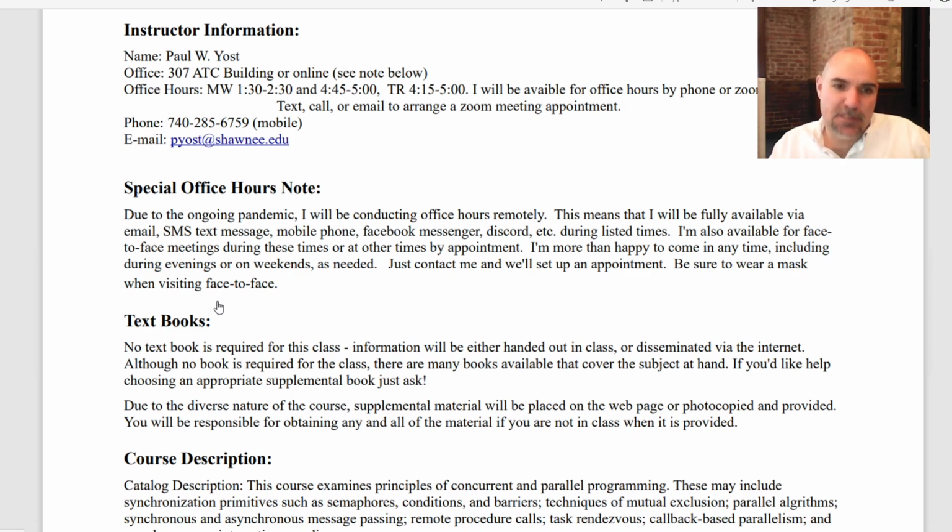My phone number that's listed there is my mobile number. So if you send me a text message or give me a call on that, I'll be happy to talk with you. If you do call and I don't answer, it's either because I'm on the phone with somebody else or I don't know your number. So leave me a voicemail if you don't get a hold of me, and I'll call you back.